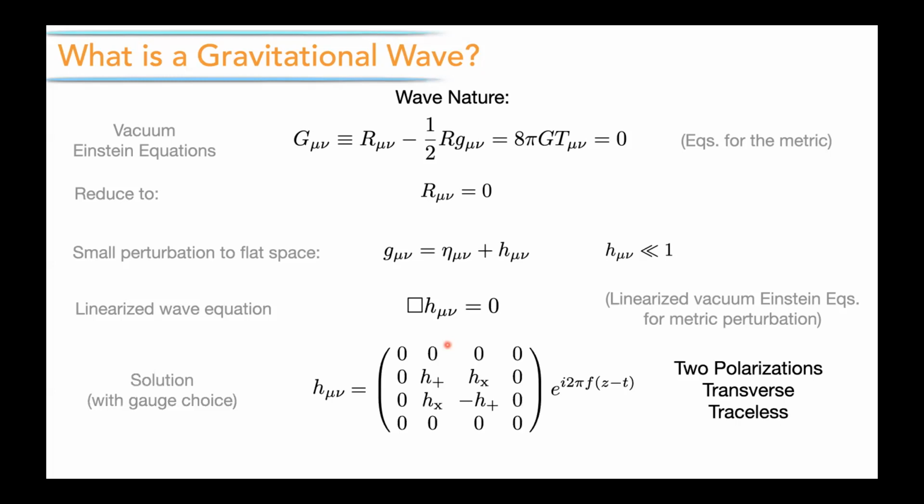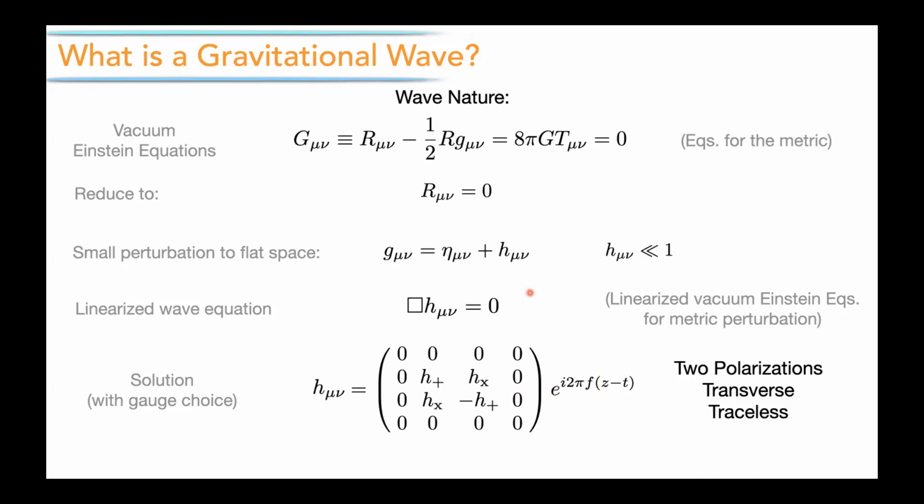And if you write down an example solution to that wave equation, which I've written here in a suggestive coordinate system, then you see that our components are all, here I've chosen them to be moving in some arbitrary z direction at some frequency f. And so they're oscillating plane waves, but with only these non-zero metric components.